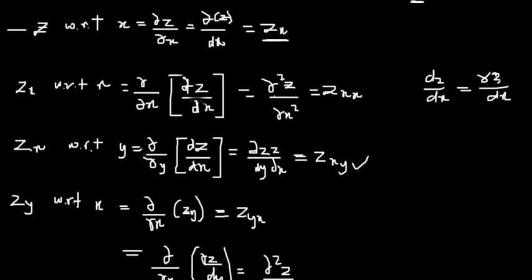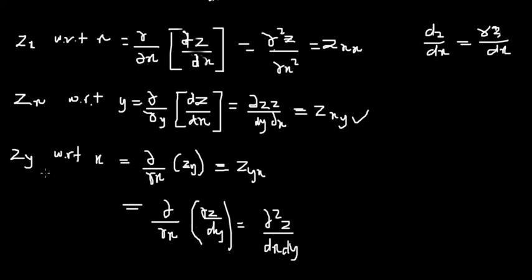Now let's take the partial derivative of z with respect to y, and then with respect to x. So z_yx is equal to the partial derivative of z_y with respect to x. In this concept, we are trying to partially differentiate with respect to y, and after that we partially differentiate with respect to x. So this is what the notation will look like.